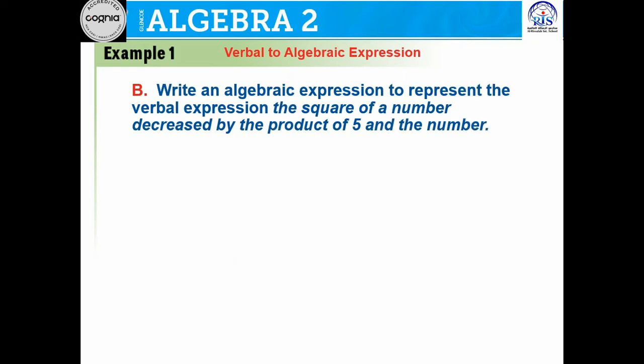Write an algebraic expression to represent the verbal expression, the square of a number decreased by the product of 5 and the number. Of course, product means multiply, square means power 2. Like here, x squared minus 5x. Always when you see or hear the word number, this means unknown number, which means it is a variable.